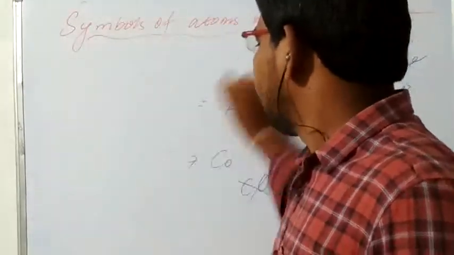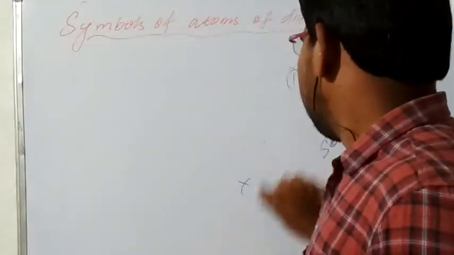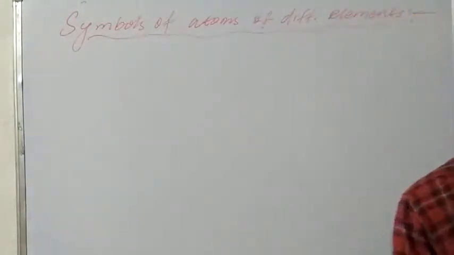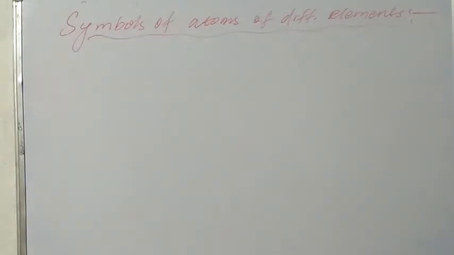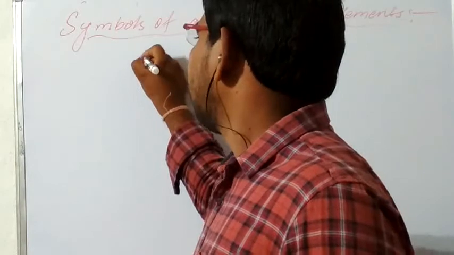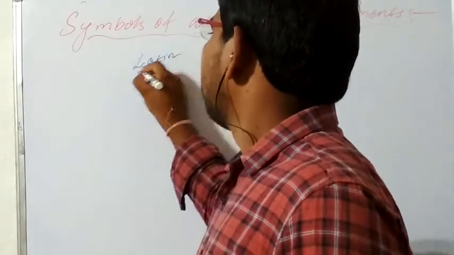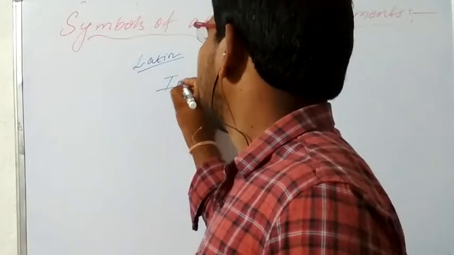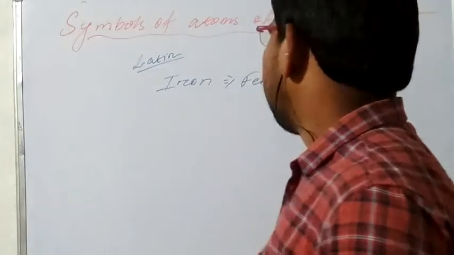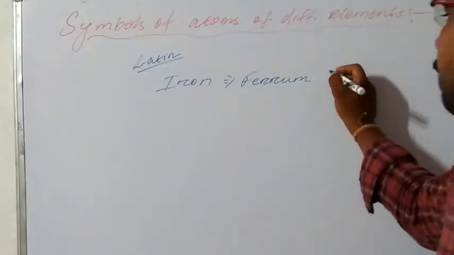Some elements are named after their Latin, German, or Greek names. For example, the Latin name of iron is ferrum, F-E-R-R-U-M. That is why the iron symbol is Fe.